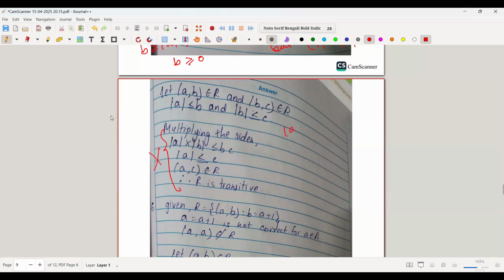So mod A is less than or equal to B, and we know that mod A is already greater than or equal to 0. So B is greater than or equal to 0. So we have to prove that mod A is less than or equal to C. We have to prove this.